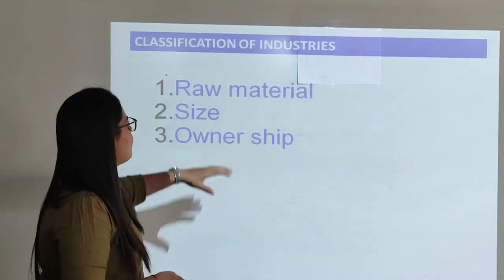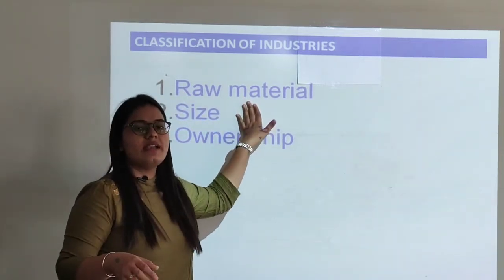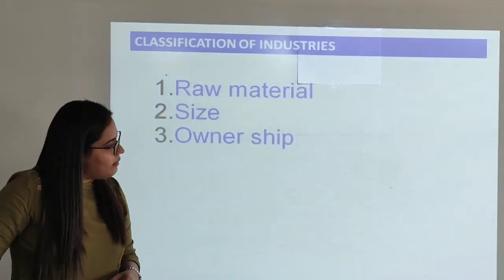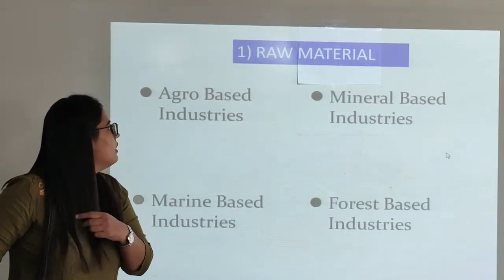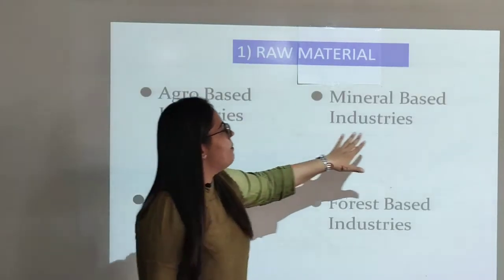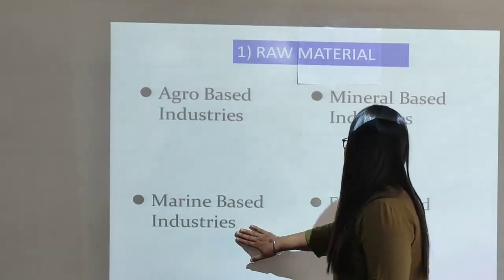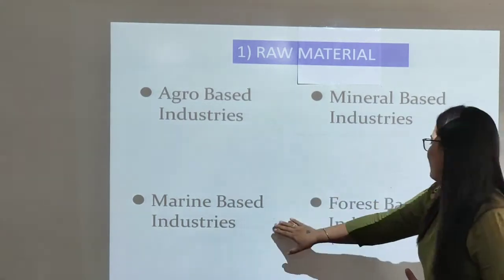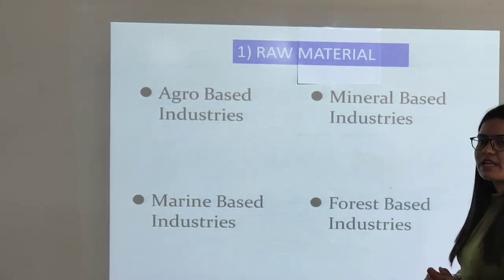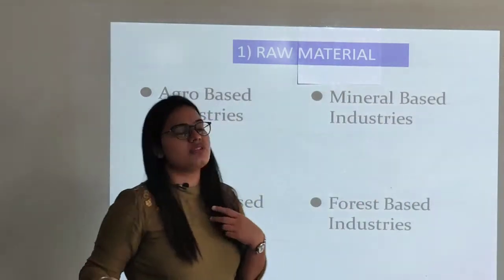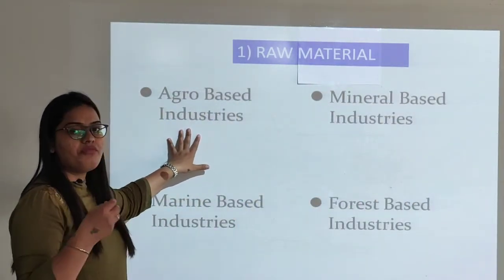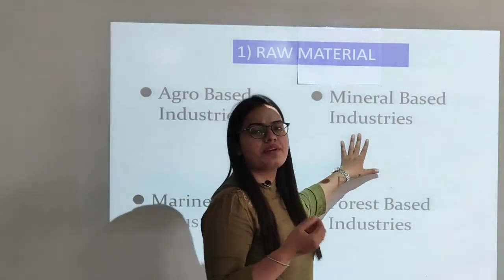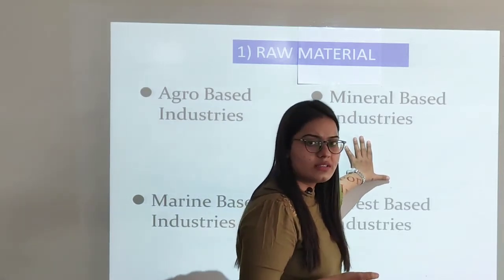So first we are starting with raw material. Industries are divided on the basis of the raw material they use. They are divided into four types on the basis of raw material: agro-based industries, mineral-based industries, marine industries and forest industries. What are these industries actually? Agro-based industries are the industries which use the products of plants and animals. Mineral-based industries are the industries which use the mineral ores that are extracted from the earth's crust.